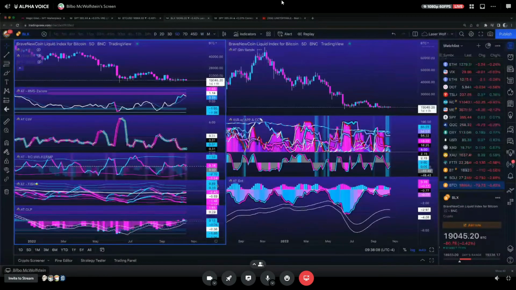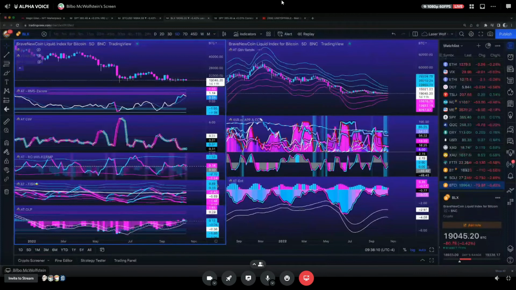Z score's high. There's an outlier into the confidence interval. DLP is at the very bottom. Yeah, I mean, dude, there's bull div all over the place on all these high time frames. 5-day too, volatility's low.